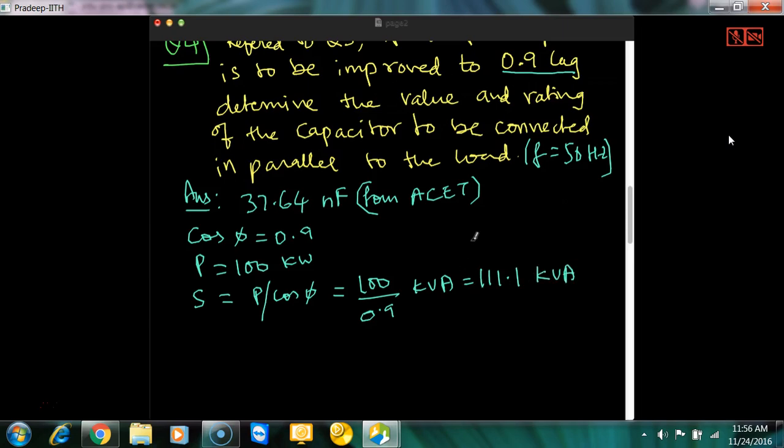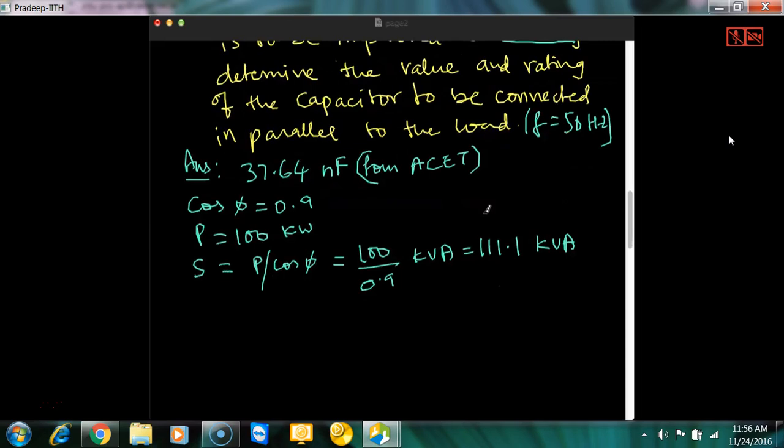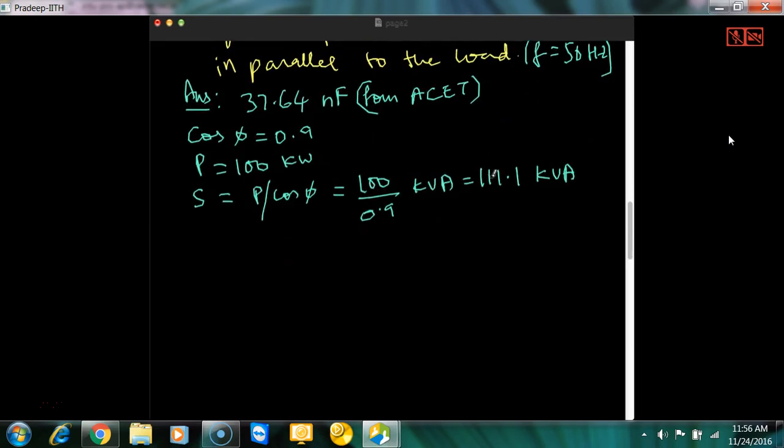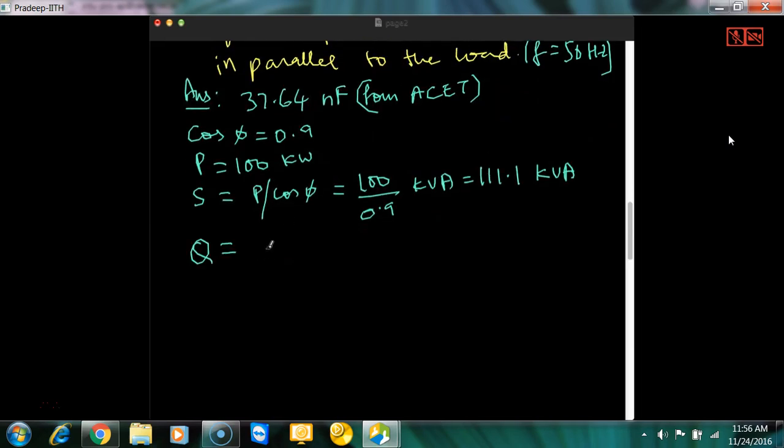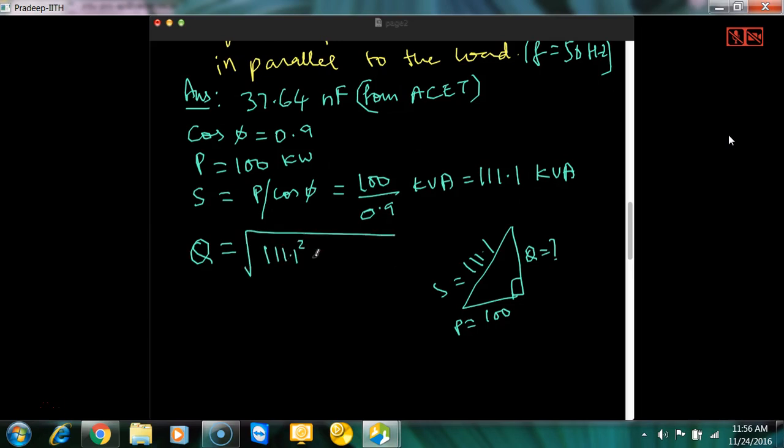So once I know S, what is the next step? I have to find the Q, reactive power. Again to remind you, this is the power triangle, and this is 111.1 and this is 100 kilowatts. So P is equal to 100, S is equal to this. What is the Q? Simply we can use the square root of 111.1 square minus 100 square. So this gives me the Q.